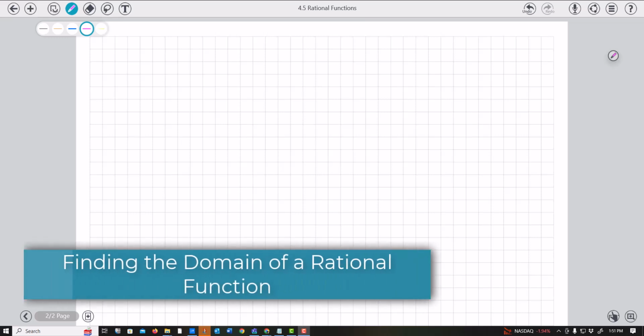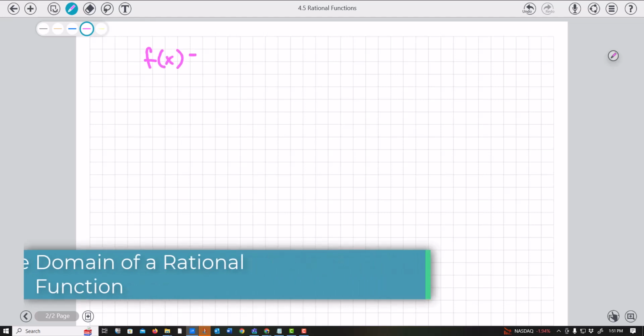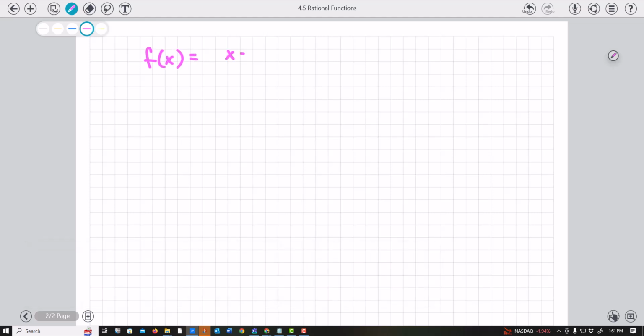Okay, so we have rational functions here. If I'm given this function, x minus 3 over x squared minus 4x minus 21, I can certainly tell it's a rational function because it's a polynomial divided by a polynomial. When you're asked to find the domain, so that's what they're asking me to find.